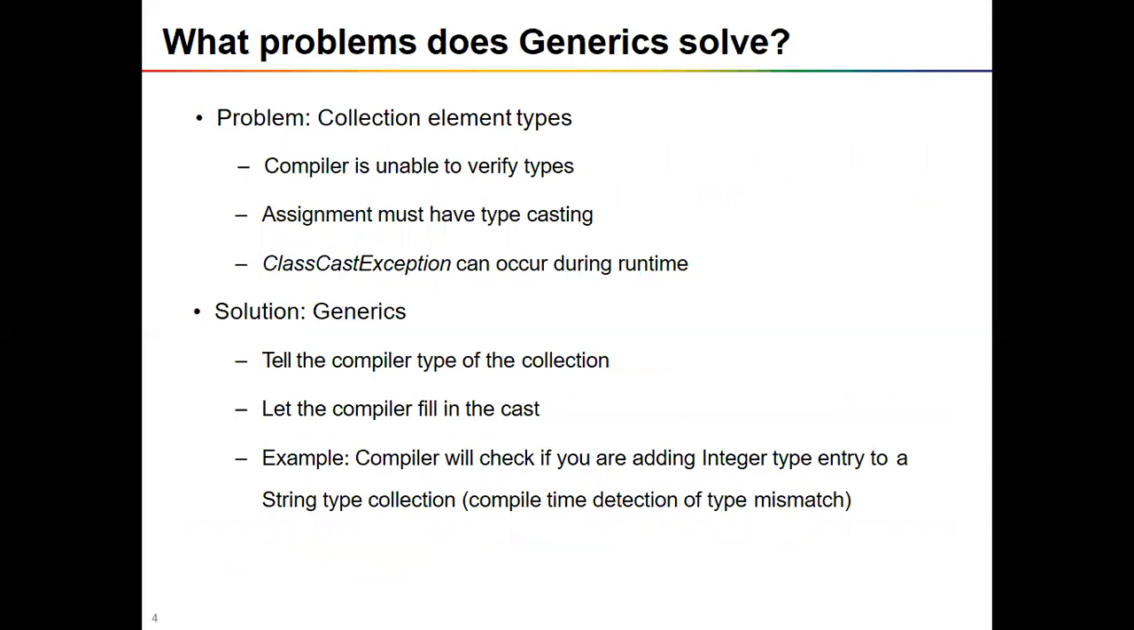What problems does generics solve? What is the purpose of using generics? We will be getting problems like the compiler is unable to verify types, assignments must have typecasting, and ClassCastException can occur during runtime. These kinds of problems can be rectified or avoided using generics.